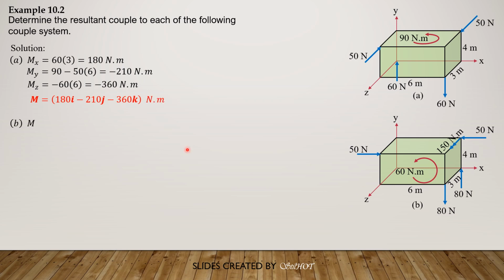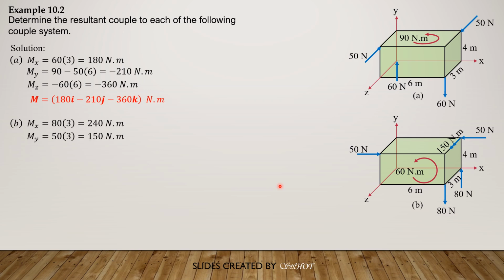For part B, we have moment about x is 80 times 3. That's the only couple, because this couple is about z, this is also about z, and this is about y. So that's it. Then moment about y, you position your right thumb, curling of your four fingers will be in this sense. So it is 50 times 3 meters. So that's the moment about y.